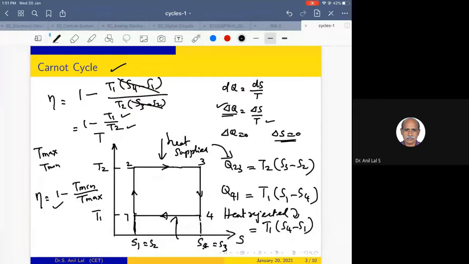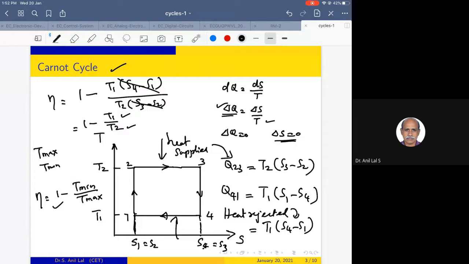As far as the working substance is concerned, no property of the working substance is involved in the calculation of this efficiency. You don't have to use a characteristic gas constant, or Cp or Cv or gamma or anything like that. So the efficiency of the Carnot cycle is independent of the type of working substance involved. For calculation, eta is equal to 1 minus T min divided by T max, a temperature ratio.